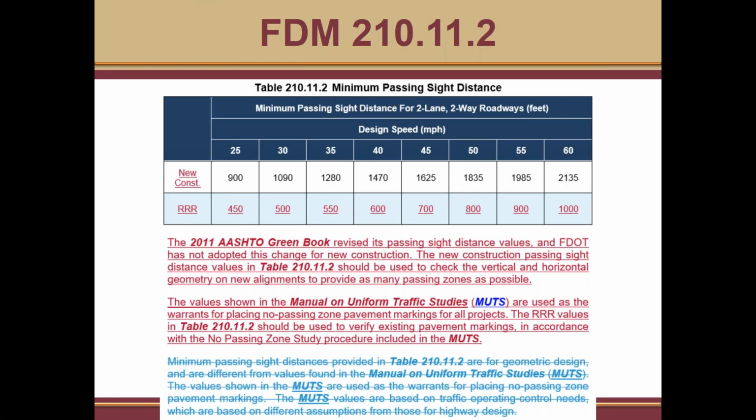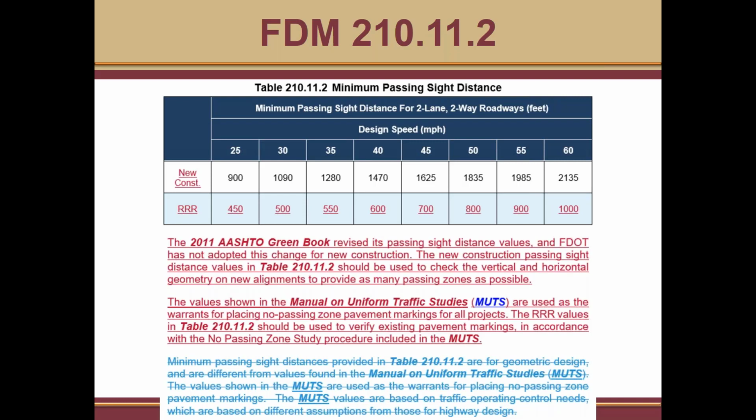Now on to passing sight distance. Over the past year, we took a look at the passing sight distances in the 2011 AASHTO Green Book versus the values in the FDM. If you were to read the new text here in this section, you'd see that AASHTO updated their passing sight distance values in 2011 to shorter distances.